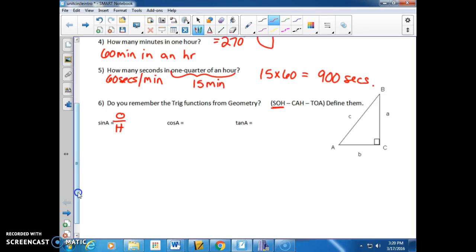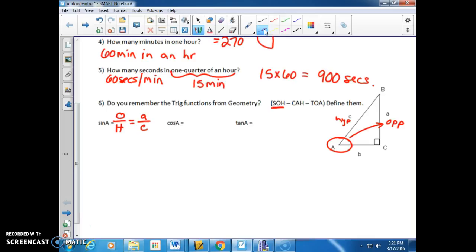So now it's the sine of A, so here's angle A. So O stands for opposite. So the opposite from angle A is this segment A. H stands for hypotenuse. So hypotenuse is the one across from the right angle. So C is our hypotenuse. So the sine of A would be lowercase a over C.